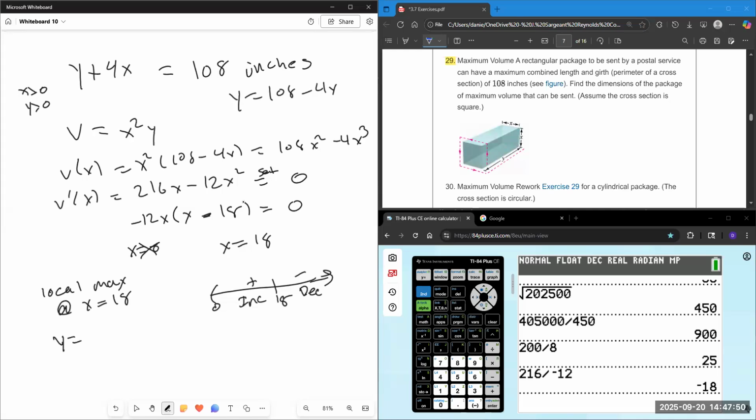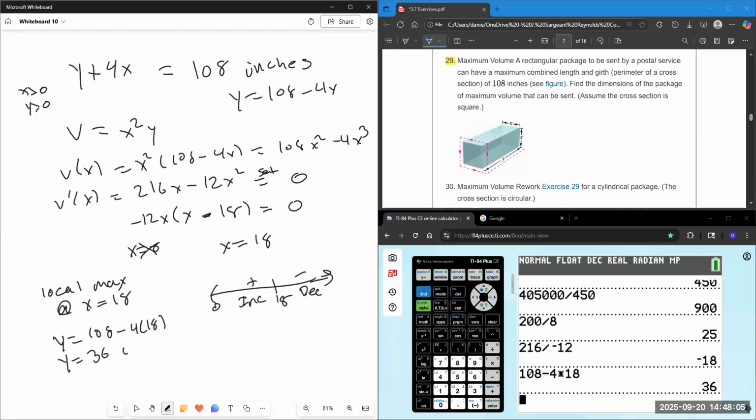y is equal to 108 minus 4 times 18. 108 minus 4 times 18 is 36. These are inches. So our dimensions are 36 inches in length by 18 inches in width by 18 inches in height.